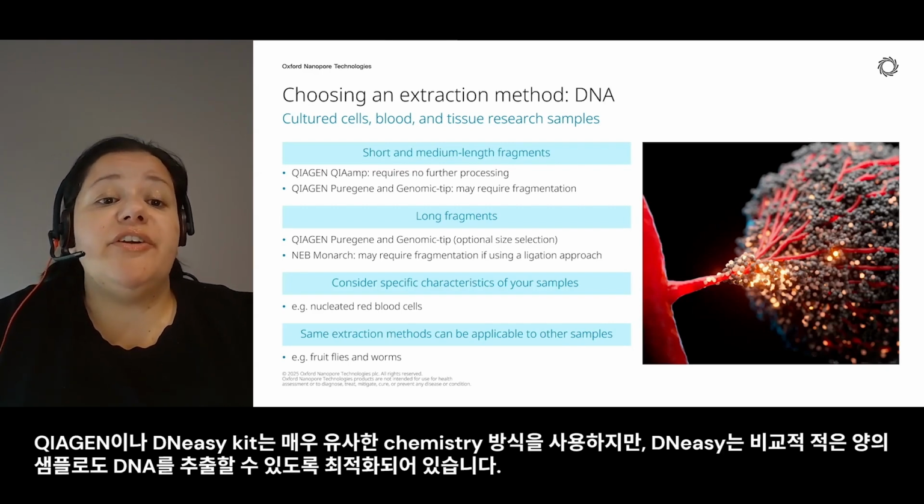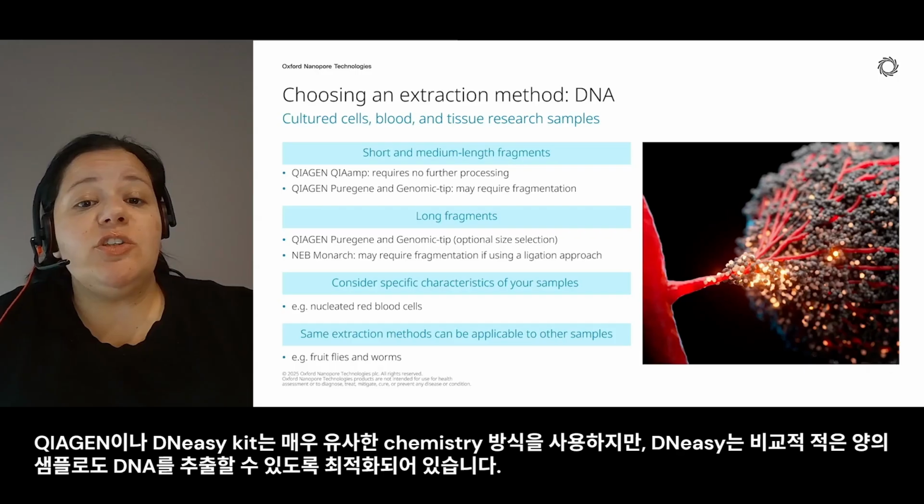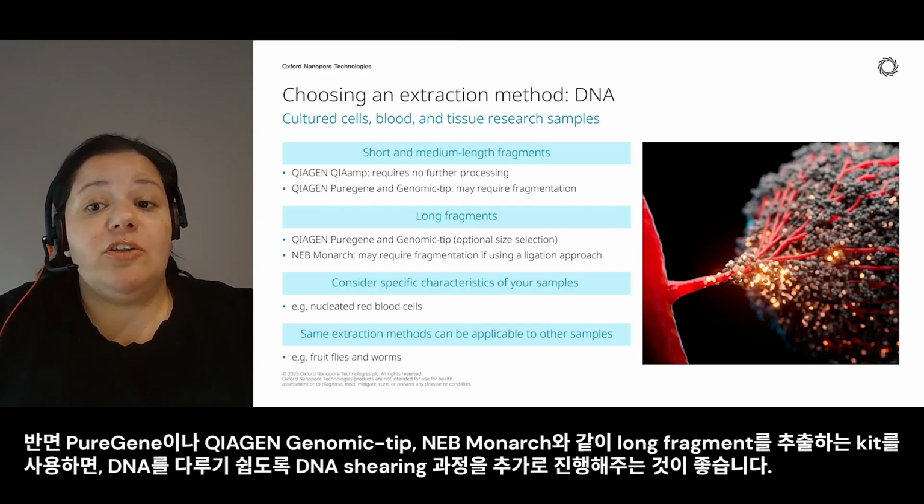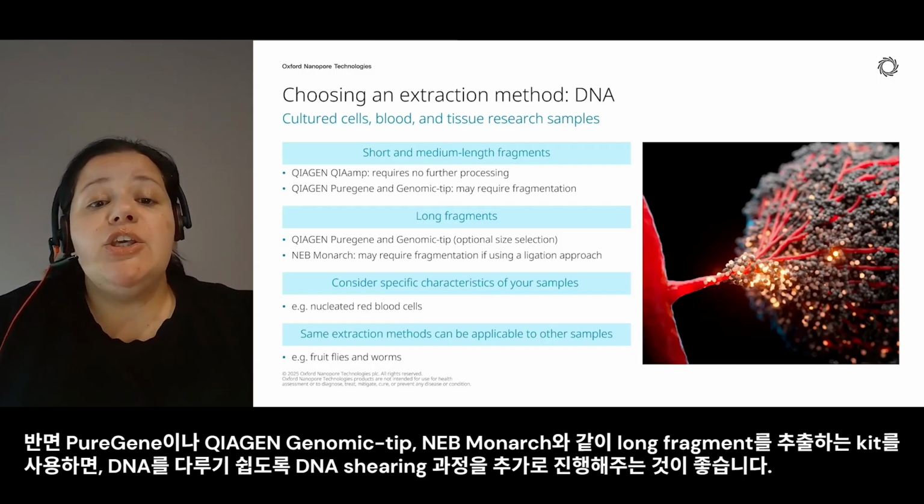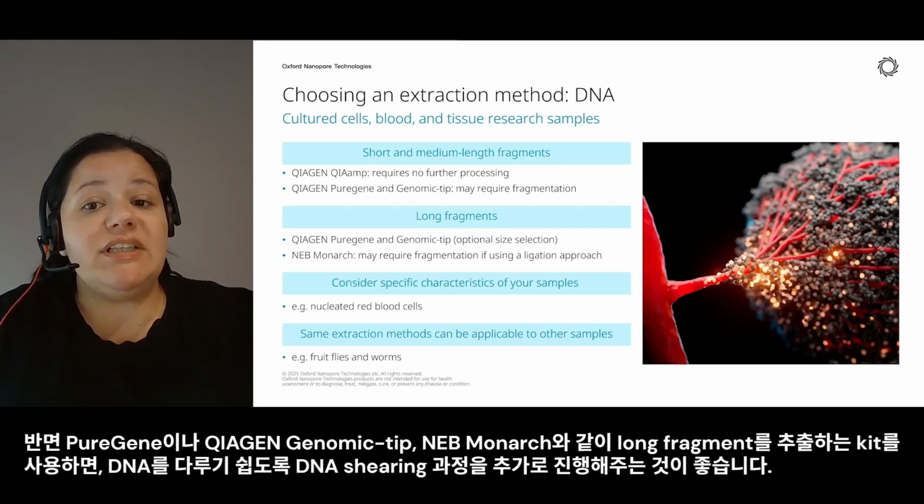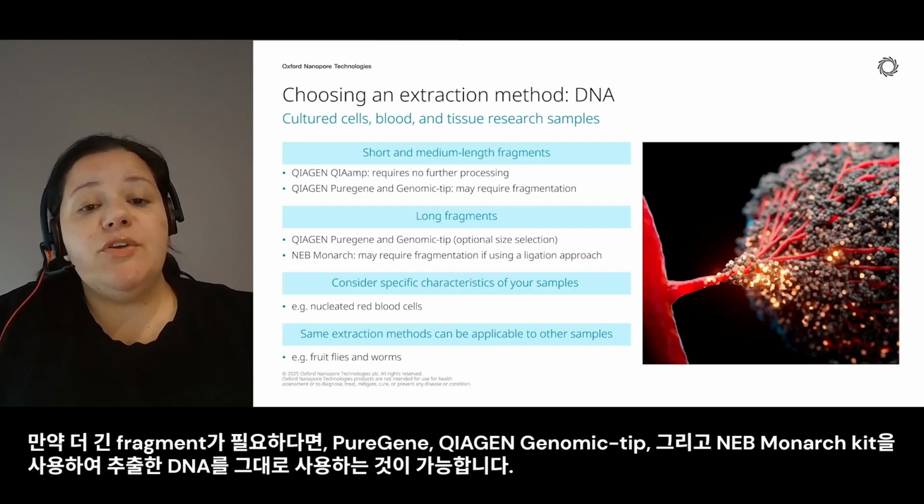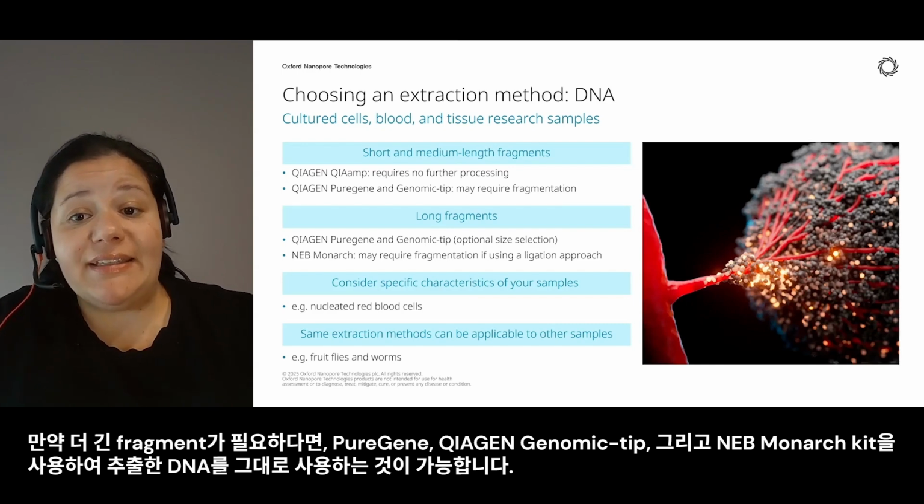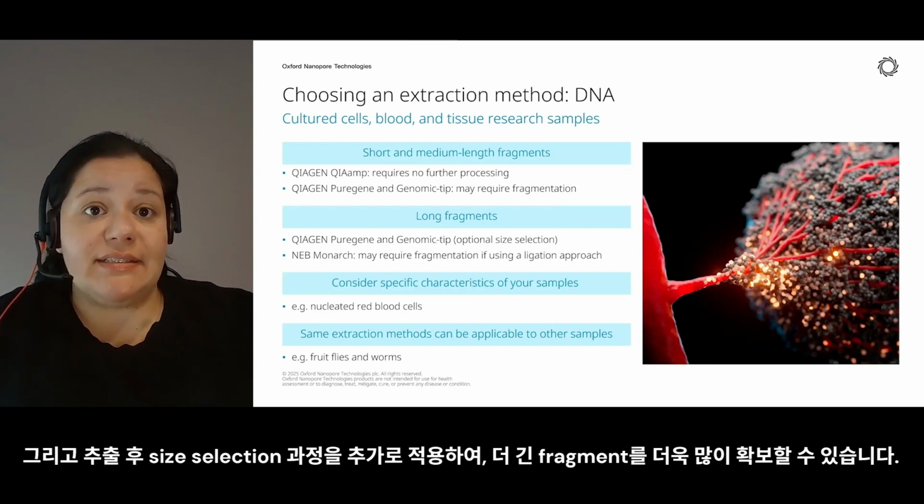QIAamp and DNeasy are very similar chemistries, but DNeasy is optimized for smaller input sizes. And if you use a method that will generate longer fragments, like for instance Puregene or QIAGEN Genomic-tip, you will probably want to combine it with light shearing just to make sure your sample is easier to handle. But then if you want longer fragments, you can use those same kits, so the QIAGEN Puregene and the Genomic-tip, and combine them with size selection to enrich for longer fragments.